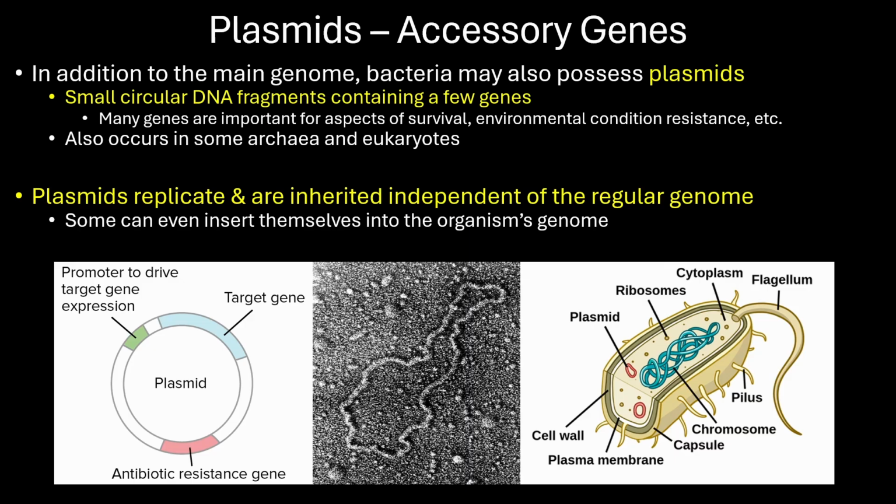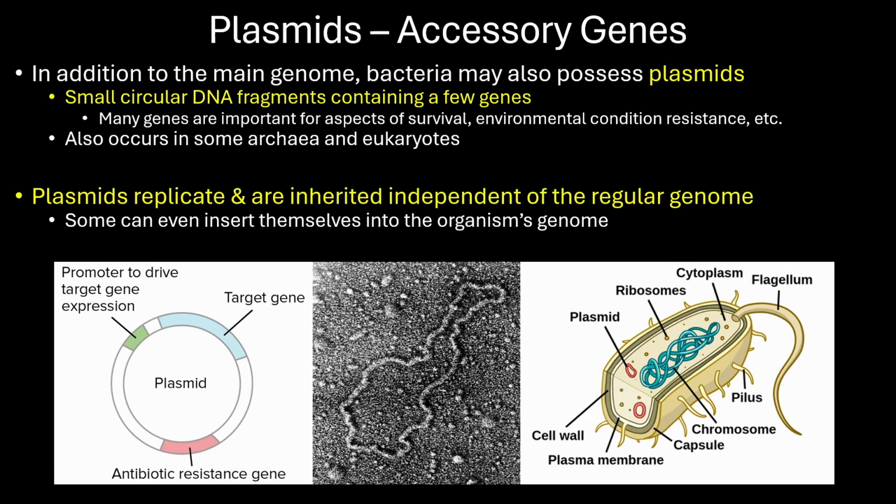Now, in addition to the main genome, bacteria may also possess plasmids. These are small, circular DNA fragments that contain only a few genes. Now, not all bacteria possess plasmids, but some do. Some possess one or two or many in some cases. And there can be a lot of interesting genes that occur on these plasmids. The genes that tend to be on plasmids versus those that are in the main genome tend to be related to different aspects of survival, like dealing with harsh environmental conditions, or sometimes producing certain toxins that allow them to survive better as pathogens, things like that.